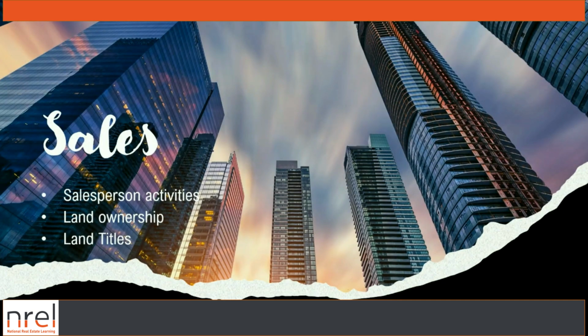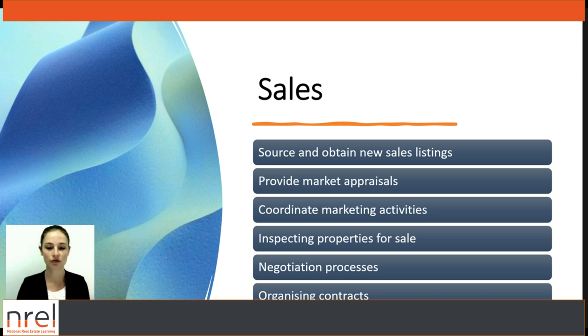This tutorial covers sales, particularly salesperson activities, land ownership and land titles information. So now that we have looked at the industry in general, let's look at each of the two different departments of a real estate agency. So we'll start with sales. Sales can be a very tough industry, but can also be a very rewarding one. Some of the duties of a salesperson would include sourcing and obtaining new sale listings, providing market appraisals, coordinating marketing activities, inspecting properties for sale, negotiation processes, and organising contracts.